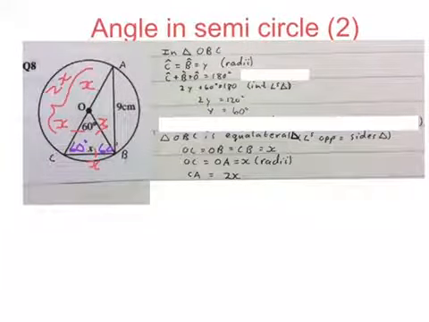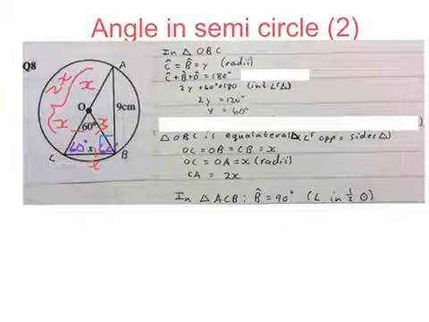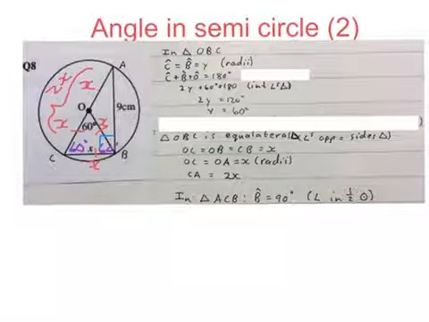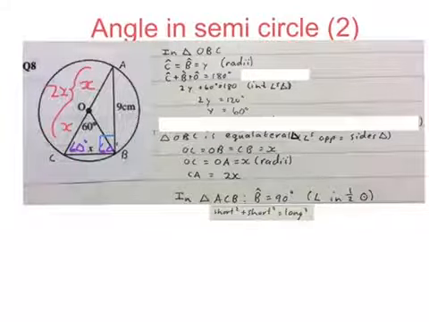Then we write CA's length is equal to 2x because x plus x is 2x. Then we've got an x for this side, a 9 for this side, and a 2x for this side. Then we write in triangle ACB, this whole big triangle, angle B is 90 degrees because of our angle in the semicircle that we're busy with this whole video. Then we use Pythagoras to solve the problem.